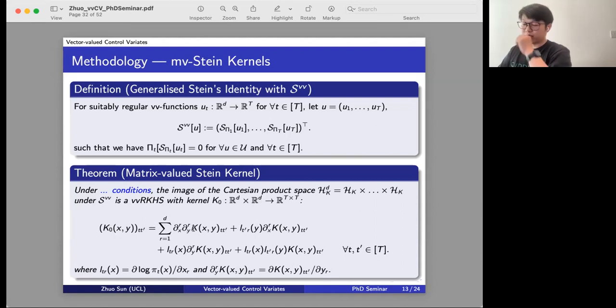But luckily, we will introduce two special cases that would largely reduce the computation cost of this matrix-valued Stein kernel.